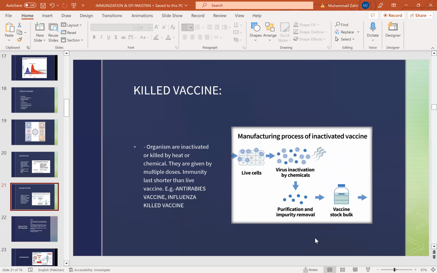Killed vaccines, organisms are inactivated or killed by heat or chemical. They are given in multiple doses. Immunity lasts shorter than with live vaccines. For example, anti-rabies vaccine, influenza killed vaccine. So live organisms are then inactivated.